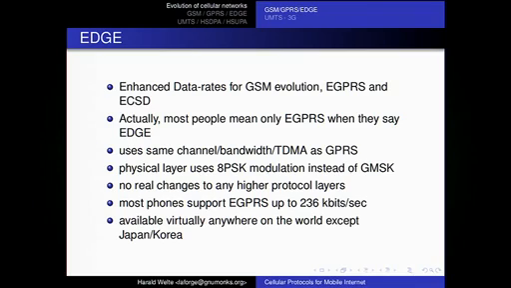eGPRS means we use the GPRS network, but we add a different modulation scheme and slightly different channel coding. And we get higher bandwidth than the old system. It uses the same radio channels, the same bandwidth, the same time slots, everything is like GPRS, but it uses 8-phase shift keying, 8PSK, instead of the Gaussian minimum shift keying that GSM does. There are no real changes to any of the higher protocol layers, except some small information elements where you signal the availability of this system. Otherwise, it's entirely the same. Most phones support something like 236 kilobits per second, and again, like GPRS, it's available almost anywhere in the world.